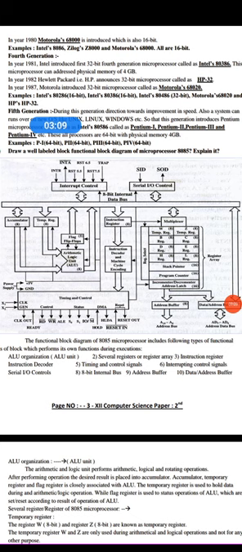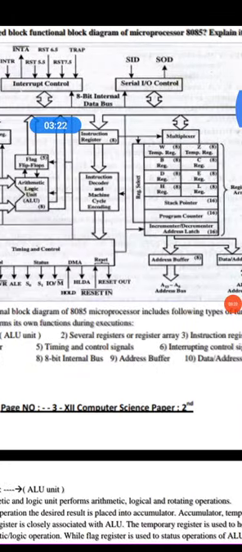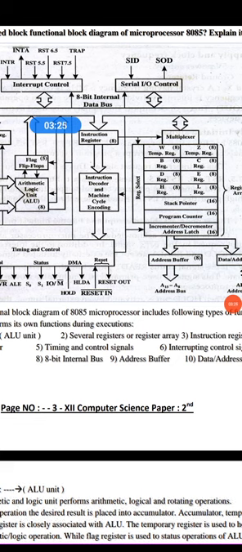Then we have 3 special purpose registers. One is the stack pointer, another is the program counter and the third one is the incrementer decrementer. Each register is 16-bit. The function of the stack pointer is to store the address of the stack top. The function of the program counter is to store the address of the next instruction to be executed, and the function of the incrementer decrementer is related to the memory address latch, that is memory incrementation or decrementation.